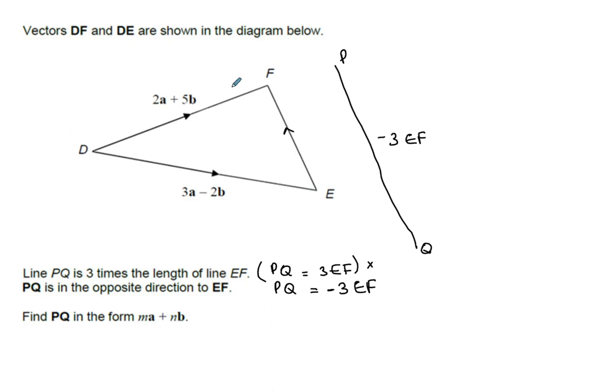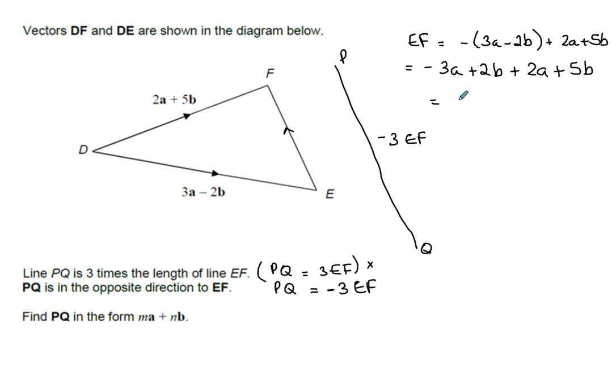So we're going to go that way and then that way. Now be really careful. We're going minus that, and make sure it's in brackets. So EF equals minus 3A minus 2B, because when you expand it, you can see you're going to get minus 3A plus 2B. And then plus 2A plus 5B. This doesn't need to be in brackets. When we expand it, we get minus 3A plus 2B plus 2A plus 5B. Now let's collect like terms. You've got 2A minus 3A, so that's minus A, and then we have plus 7B.